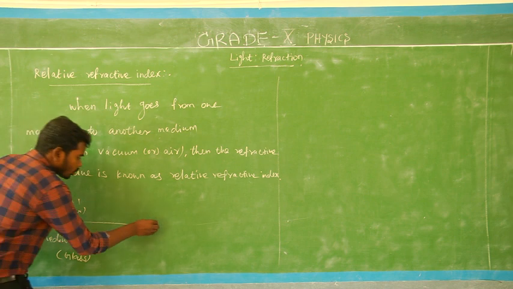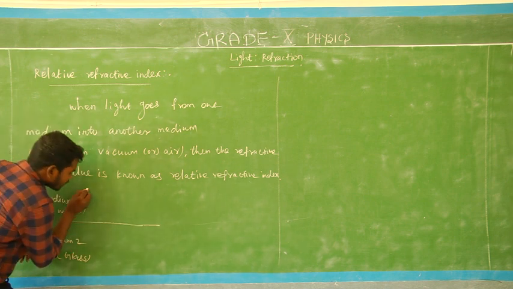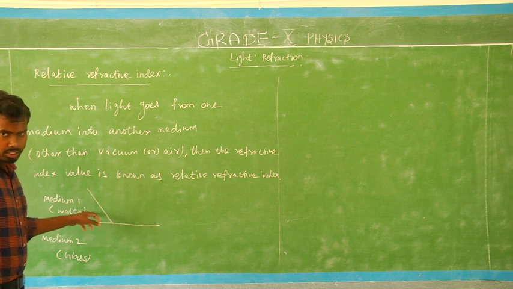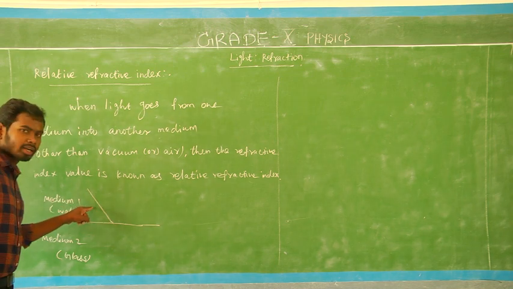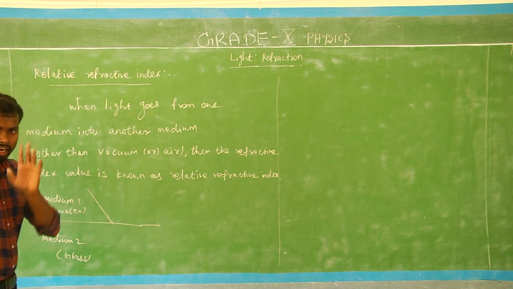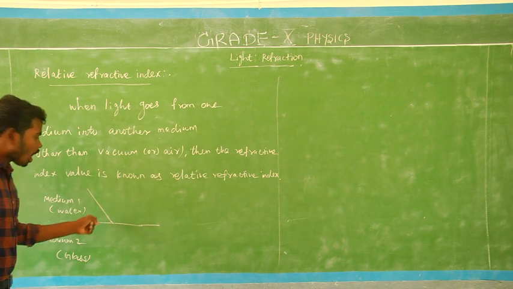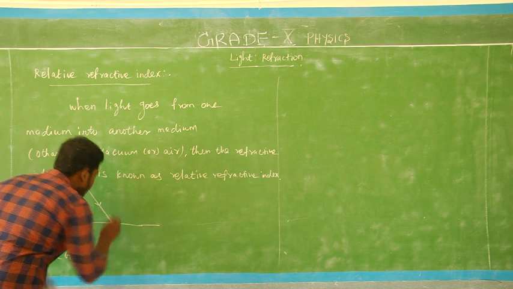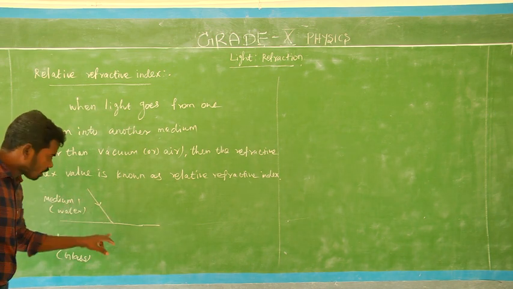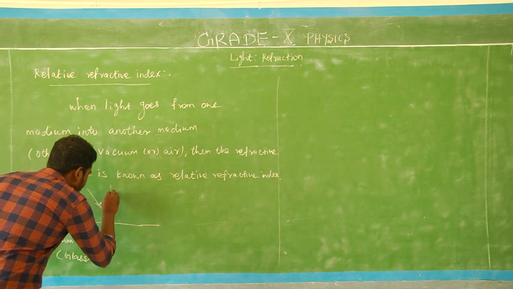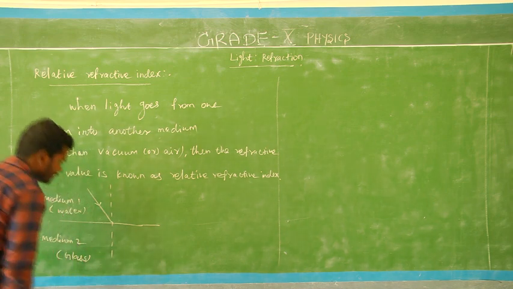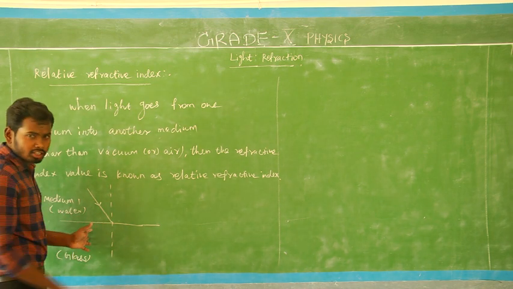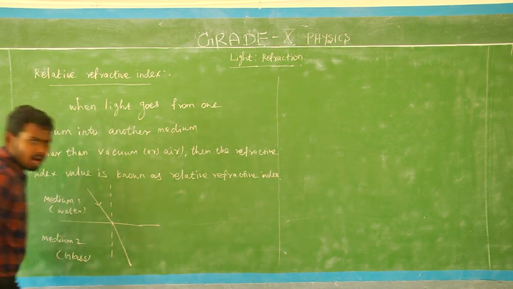Consider one light ray which is traveling from water. Water is the optically rarer medium, and glass is the optically denser medium. So one light ray falls obliquely on the surface of the glass. This is the incident ray. Draw a normal at the point of incidence. This is the denser medium. When light goes from rarer medium to denser medium, it moves towards the normal.